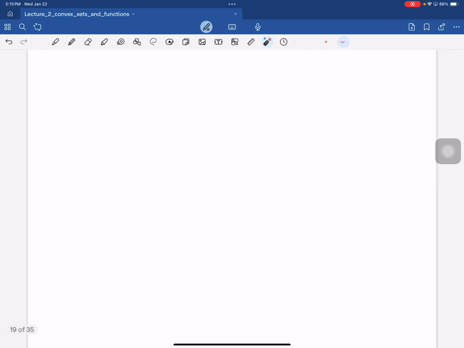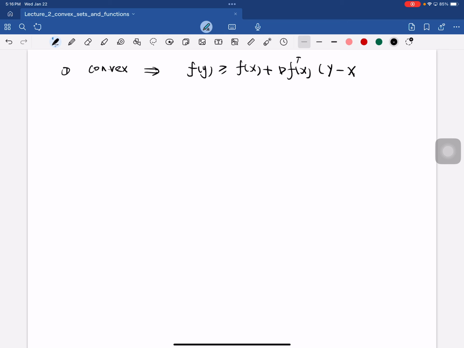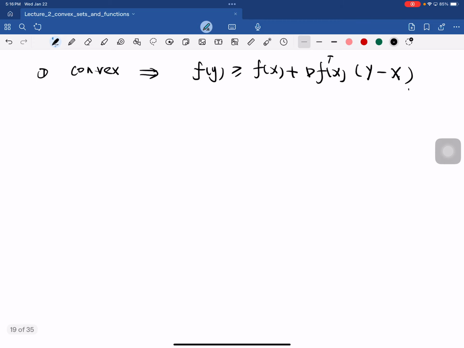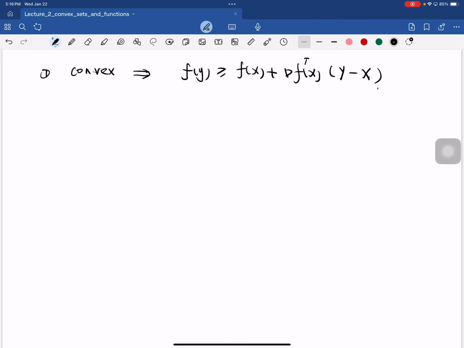Okay, so let's first prove one direction, right? If a function is convex, then that implies f of y is greater than or equal to f of x plus the gradient transpose times y minus x. Okay. So any intuition on how to show that? You don't need to think about a complete proof, because for a complete proof you need to write it down on a piece of paper, right?